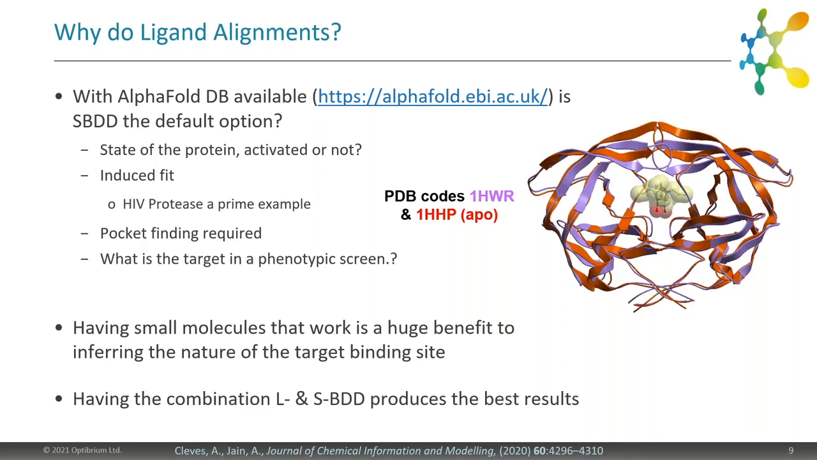With respect to ligand-based alignments, there's been an awful lot of excitement recently with respect to the AlphaFold database, the creation of 3D structures purely from sequence, and the results of that have been quite remarkable. And the question would come, well, considering we can take a sequence and we can get a 3D structure, why don't we just do structure-based drug design? Why should we be doing ligand alignments at all? And I still think that ligand alignments have a very valuable place in drug discovery.